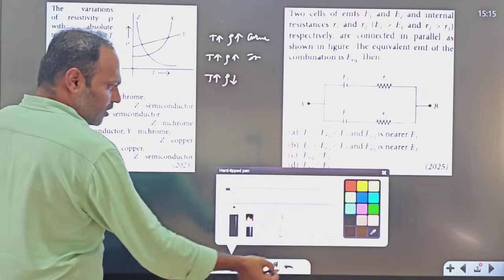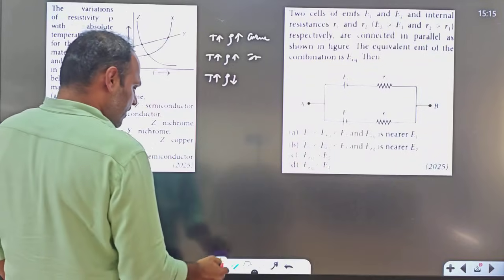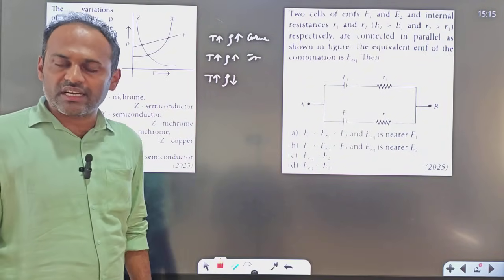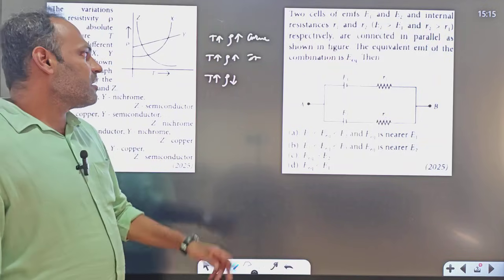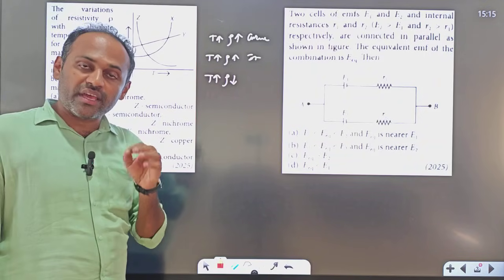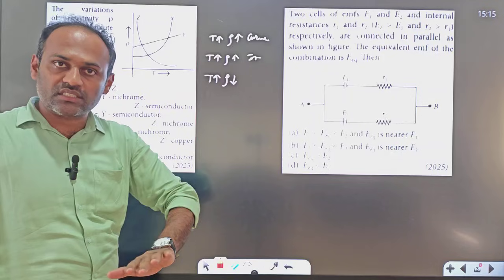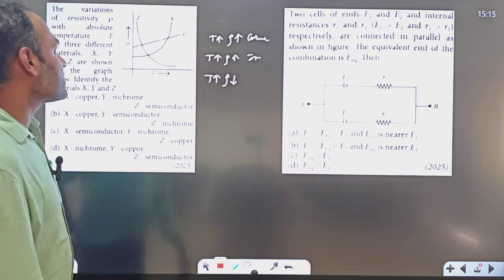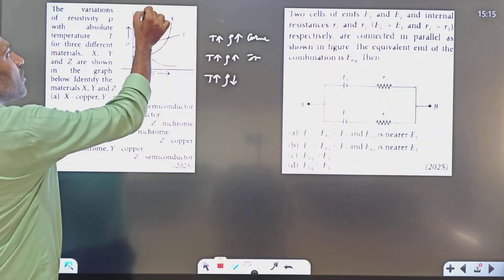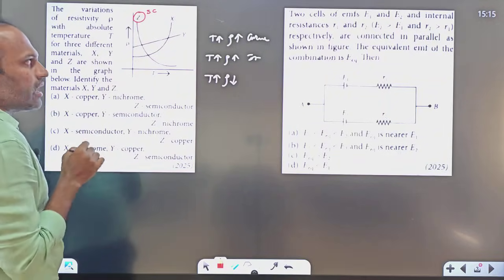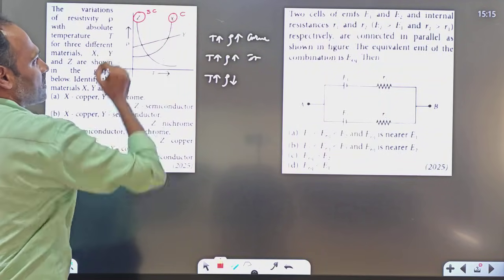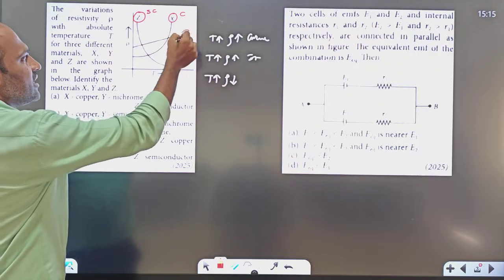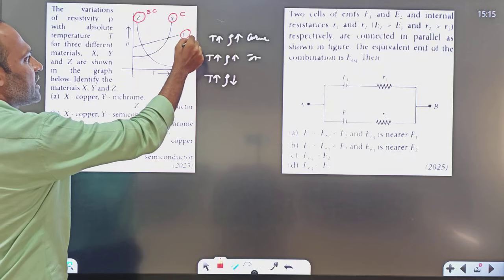You can observe this. We know very well that in metals, I mean in conductors, by increasing temperature, resistance and resistivity will increase. And in semiconductors, by increasing temperature, resistivity decreases and conductivity increases. This is what happens in semiconductors. So it is clear that the Z graph is for semiconductors and the X graph is for conductors, right? And the Y straight line indicates alloys.